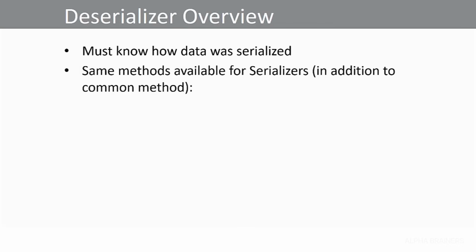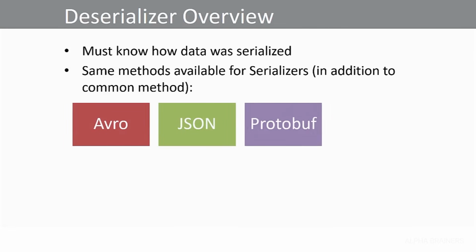So the deserializer is basically just to take the data from its serialized format and put it back the way it was before. So we have to know how the data was serialized. You have to be aware of how the producer is going to serialize the data, what technique it uses. The same methods are available for the deserializers. In addition to the common methods, we have Avro, JSON, protobuf, and Thrift, and any kind of customized serialization technique that you want to use, you could use as well.